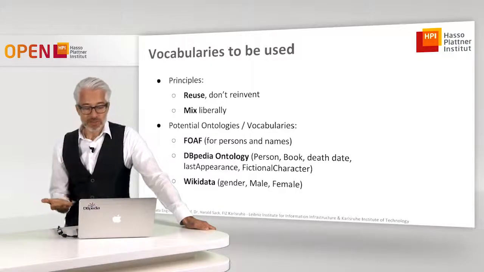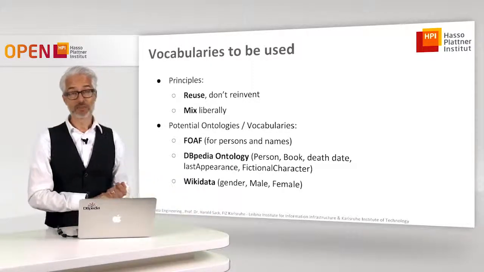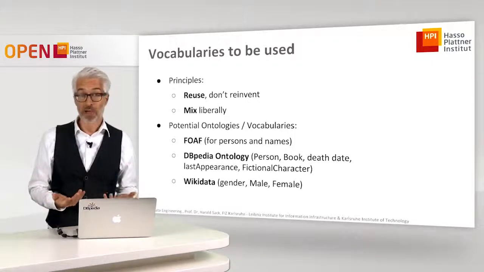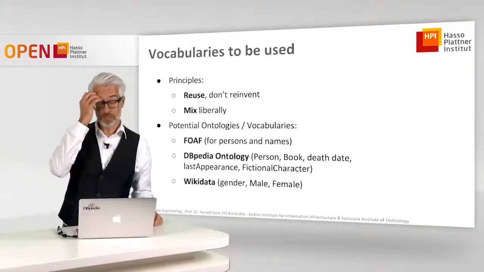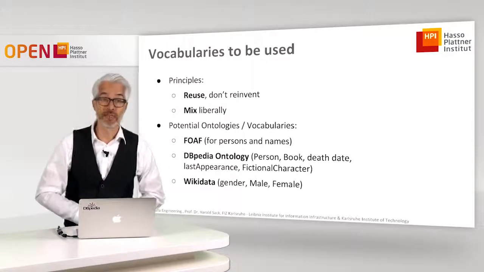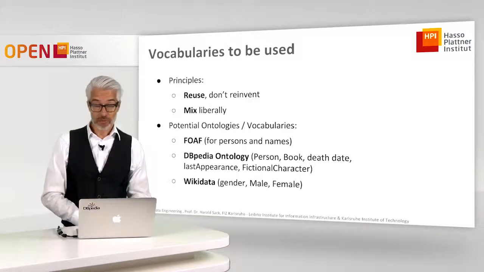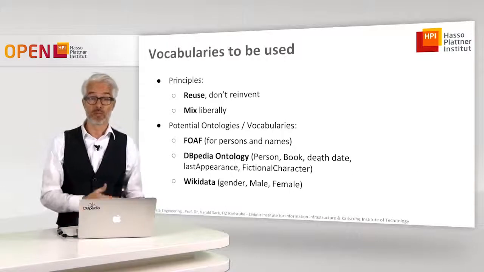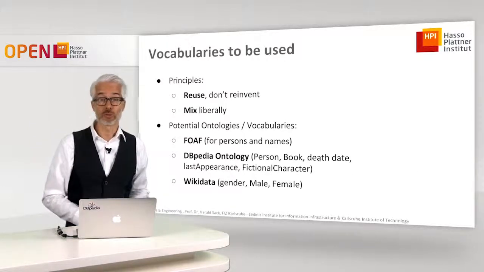So the principle that we follow here is we simply reuse already existing vocabularies and we don't reinvent, only if it's necessary. And of course we can mix vocabularies liberally as we want to. What would be potential ontologies or vocabularies to use for our dataset? We are dealing with persons, so therefore, of course, we know already the FOAF, friend of a friend vocabulary, which of course encodes information about persons. This would be a good choice to use.